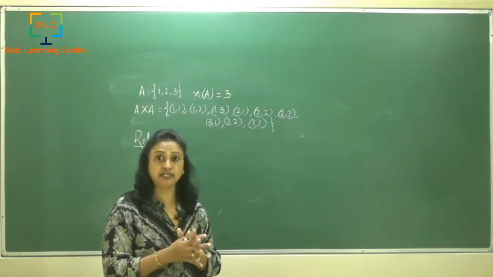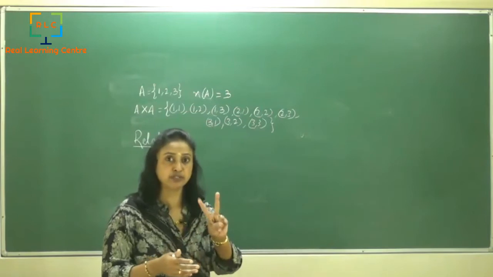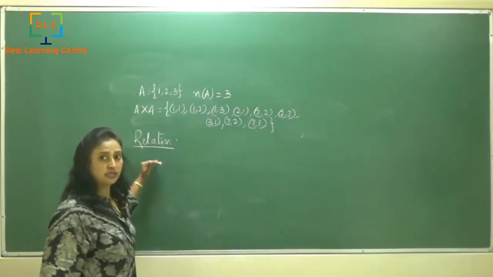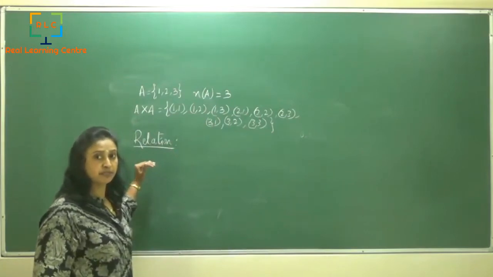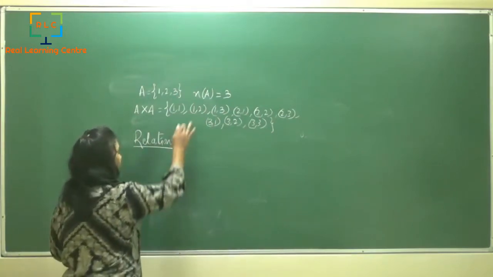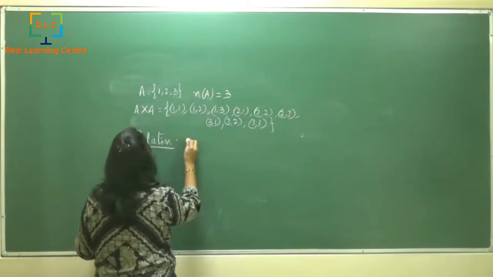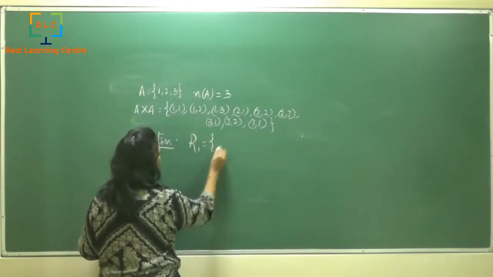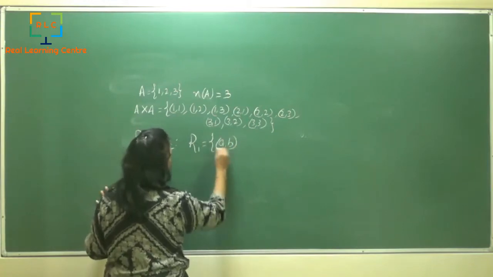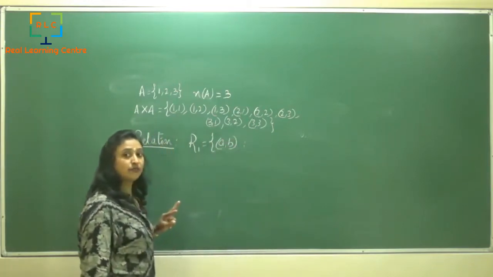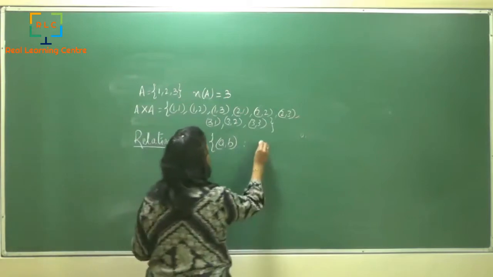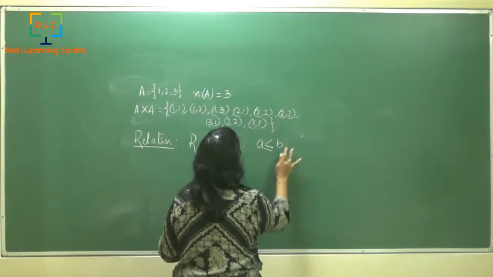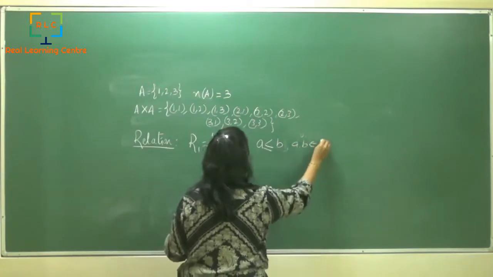How two elements are linked to each other is called the relation. Now I am going to give you a relation, and I want you to pick up the elements from A cross A, because I am relating to the set A = {1, 2, 3}. So I will say R1 = {(a, b)}. I want you to pick two elements such that they are related under this condition: a ≤ b, where a, b both belong to the set A.